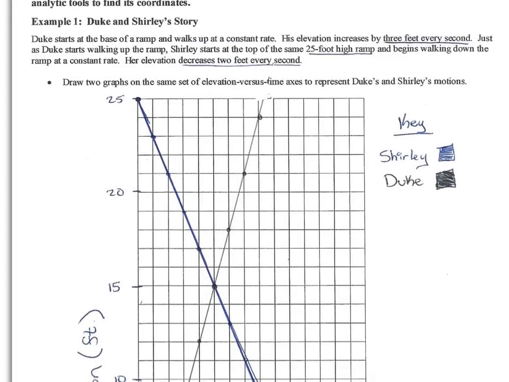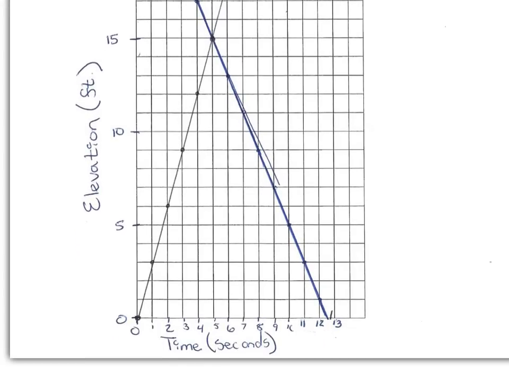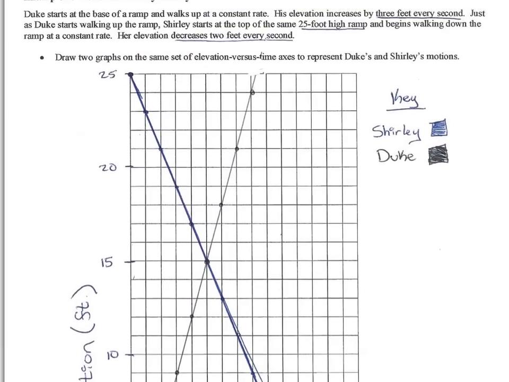I'll start with the information for Duke. Duke's elevation increases 3 feet every second, and he started at the base of the ramp. So since he started at the base of the ramp at time 0, he's at 0. His elevation increased 3 feet for every 1 second. So that's just your slope. So we're going up 3 and then right 1. Up 3 feet in 1 second. Up 3 and keep following the pattern all the way to the top. And you can draw a line to connect your dots.